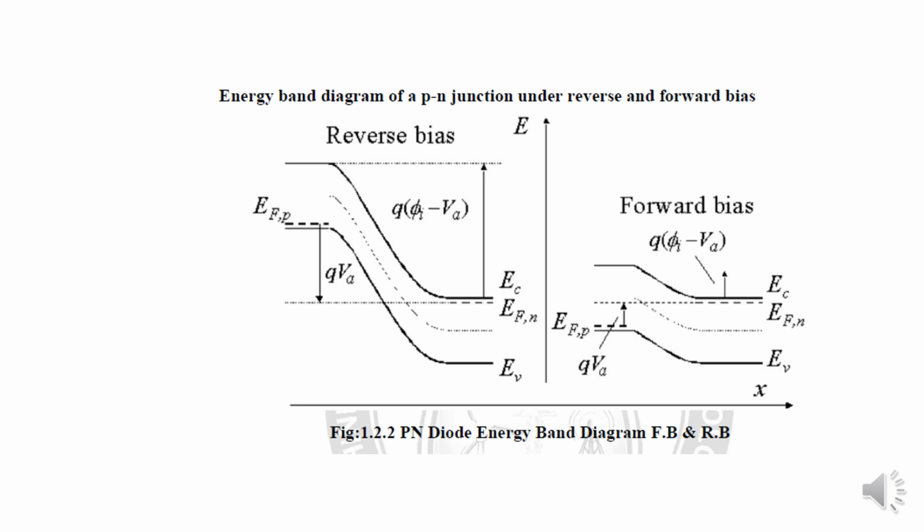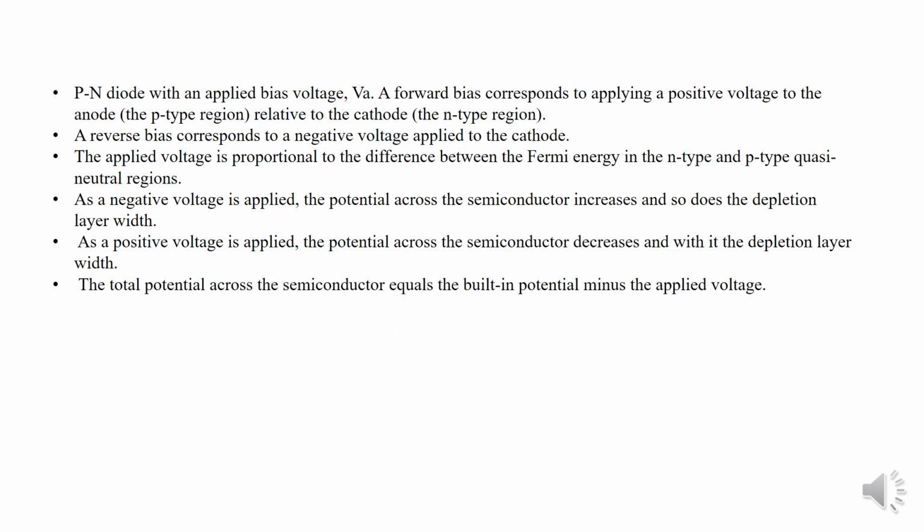The applied voltage is proportional to the difference between the Fermi levels in the n-type and the p-type quasi-neutral regions. As a negative voltage is applied, the potential across the semiconductor increases, and so does the depletion layer width. As a positive voltage is applied, the potential across the semiconductor decreases, and so does the depletion layer width. The total potential across the semiconductor equals the built-in potential minus the applied voltage. Next, we move on.